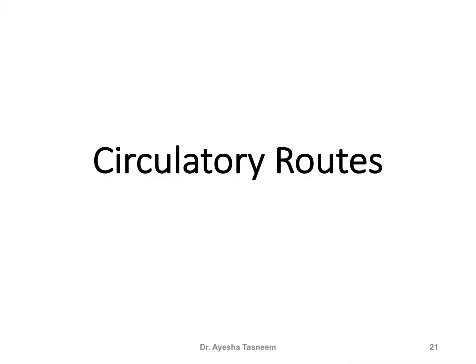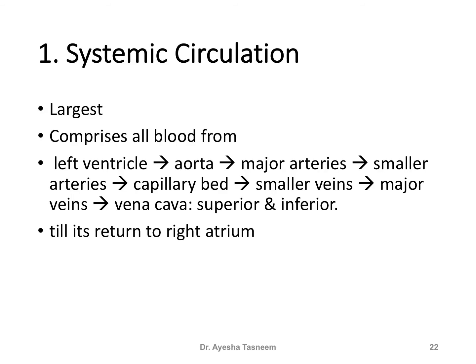Now we come to the circulatory routes of the body. We have three types of circulation. We have the systemic circulation, we have the pulmonary circulation, and we have the coronary circulation. Firstly, we come to the systemic circulation. This is the largest type of circulation and comprises all blood from the body.